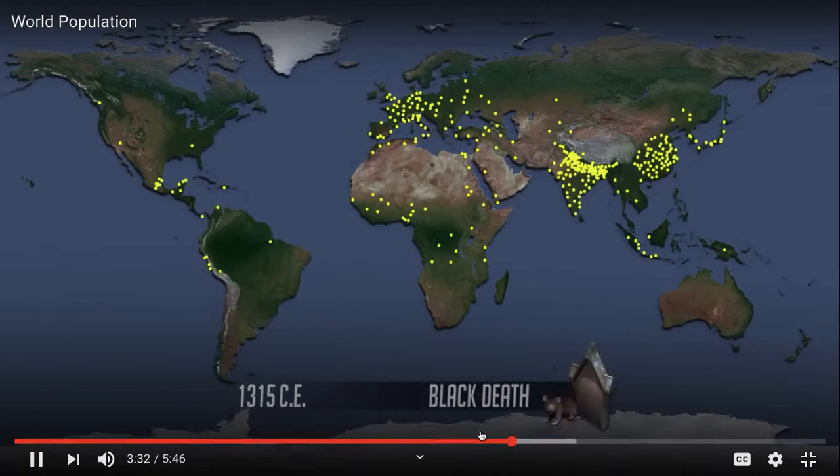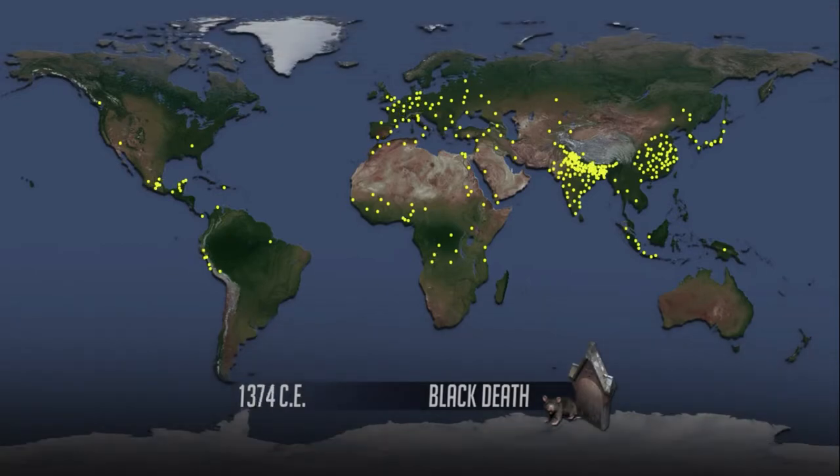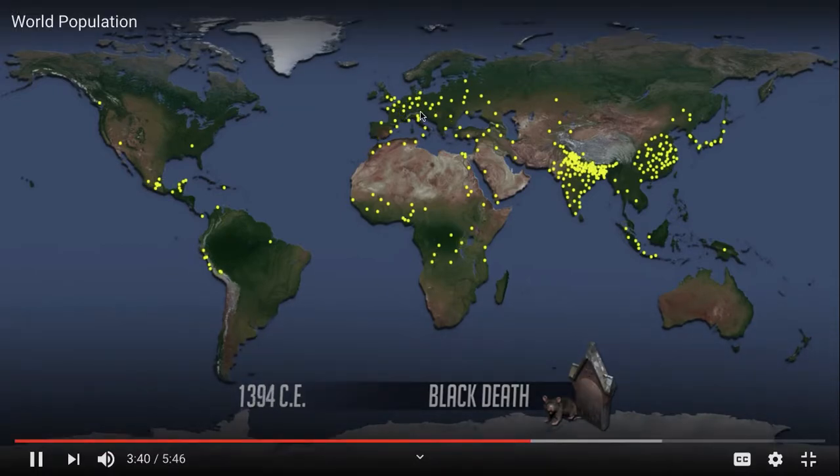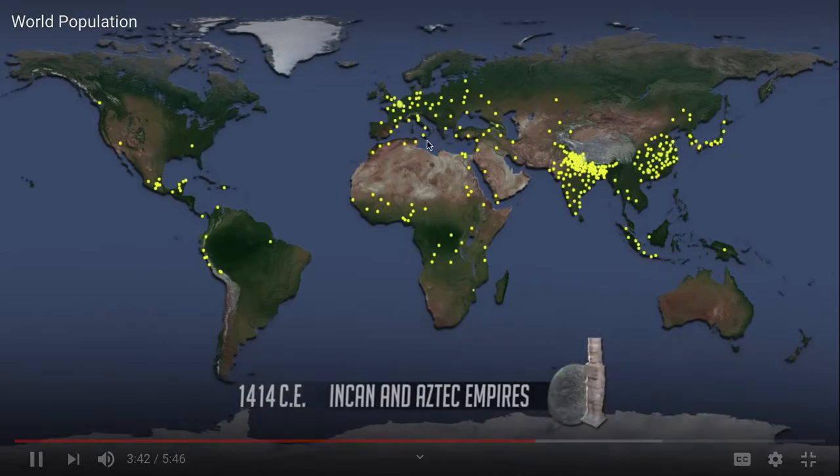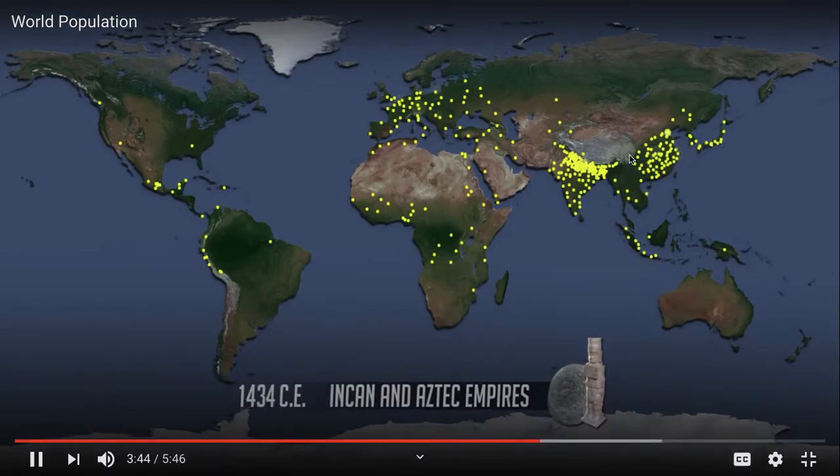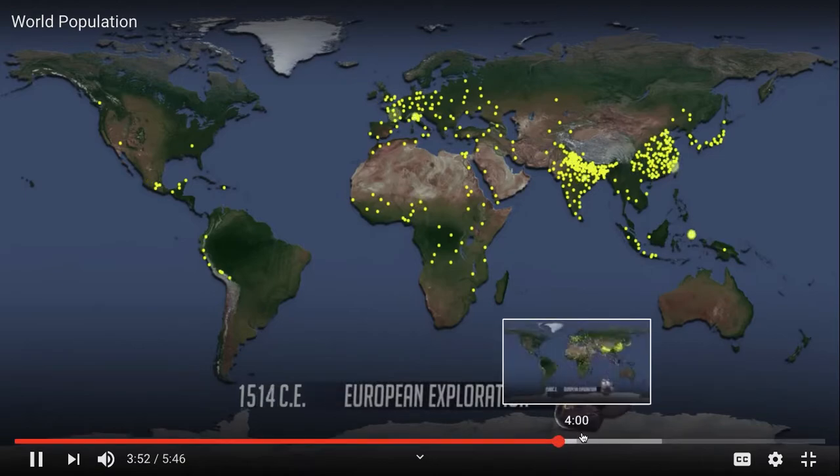Ooh, Black Death. Look at Europe, everybody. This is when you have a major outbreak of Black Death in the mid 1300s. But we still have roughly the same, there's a lot of people in India, a lot of people in China, and everywhere else dots are starting to pop up more and more.